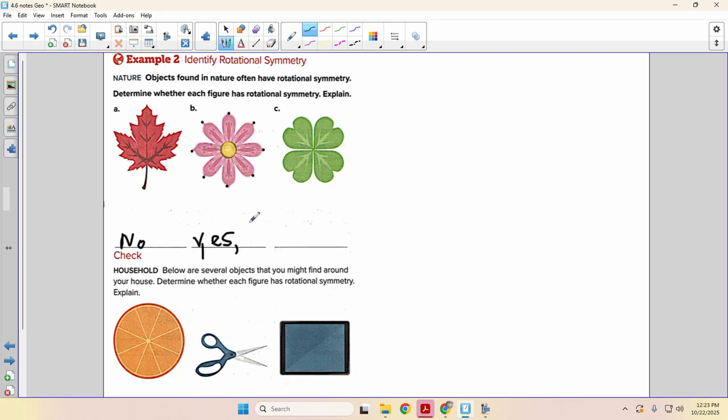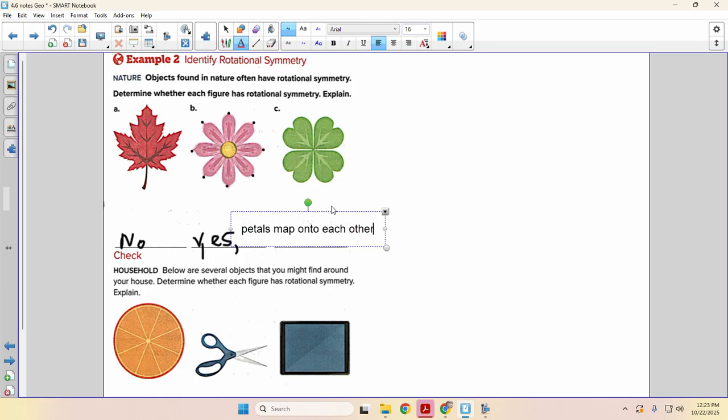And then we're going to say that the petals, sorry, I can type faster, the petals map onto each other. Okay.